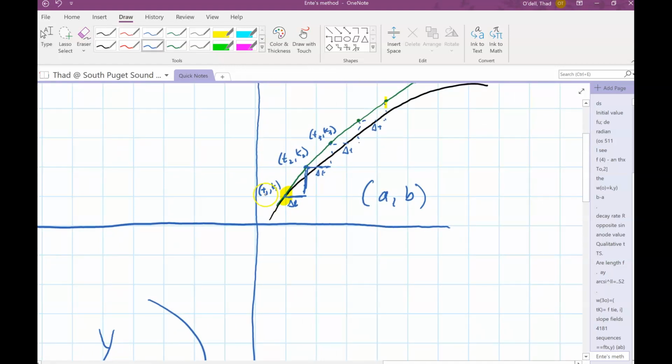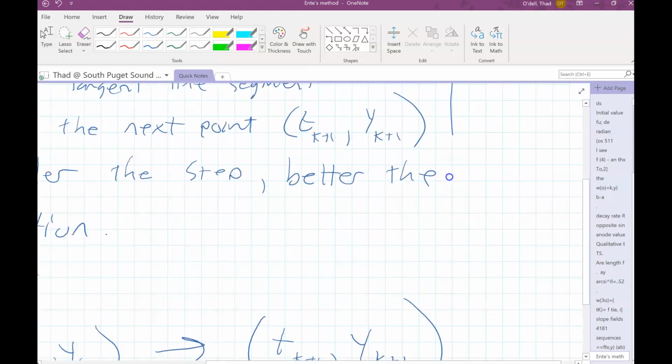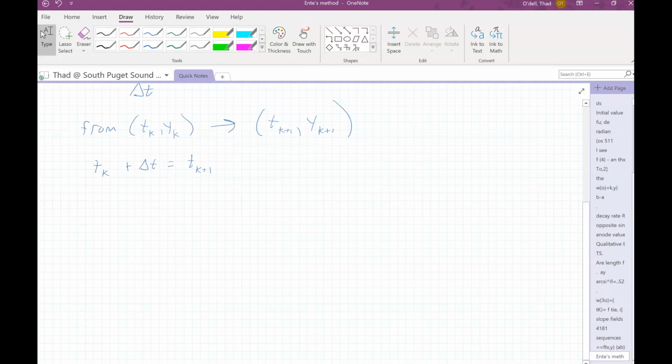So we're just going to do t sub 1 plus change in t gives me t sub 2, and then t sub 2 plus the change in t gives me t sub 3, etc. So that's how I'm stepping along in the positive x direction, or in this case the t coordinate. And so the challenge of this method is, what do you do with y sub k to ultimately get to y sub k plus 1? And this is where the tangent line approximation comes in.